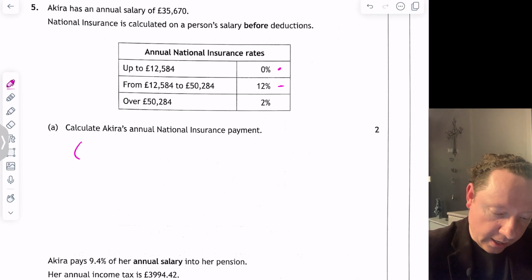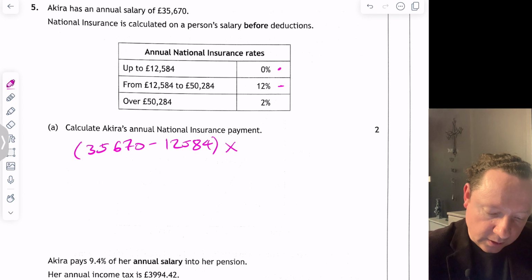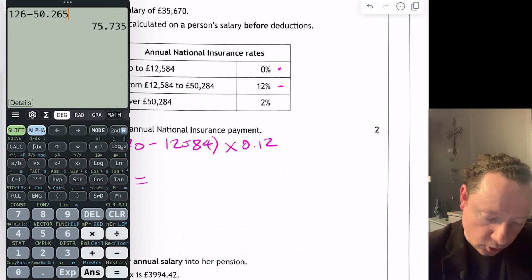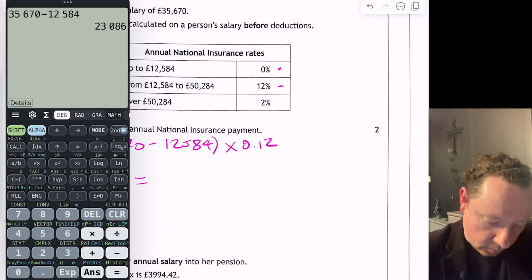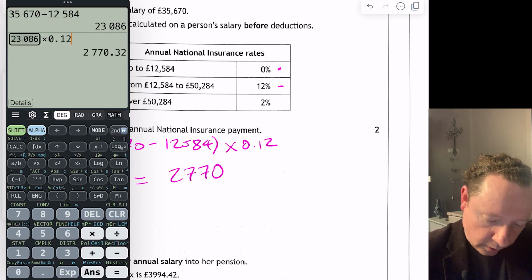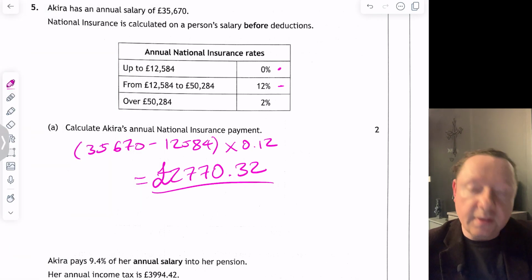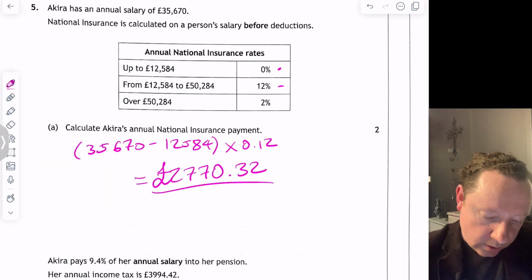So it's 35,670 minus 12,584, and it's 12% times 0.2, or times 12 and divide by 100. So again, that's a calculator job. 35,670 minus 12,584 is equal to that. Press equals times 0.2 is 2770.32, and a pound sign is required, of course. So there is the national insurance payment from this person's salary.